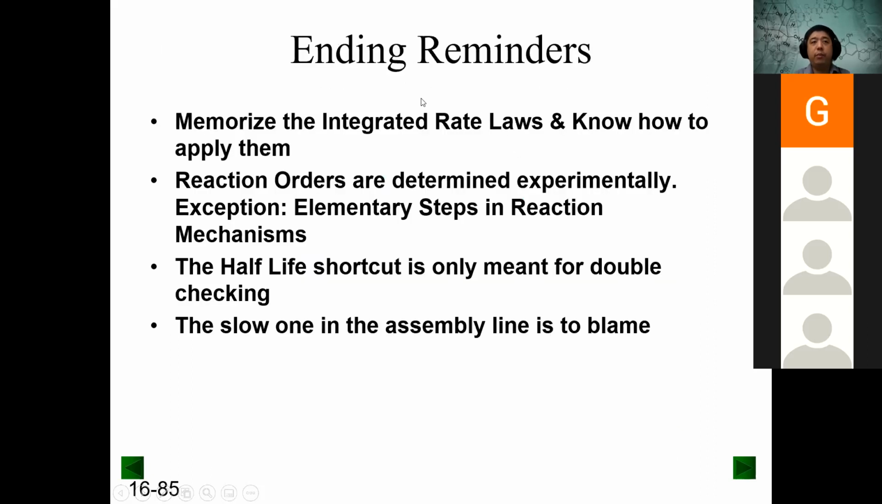Okay, some ending reminders. So I want you to memorize those integrated rate laws and how to apply each one of these to the equation that you see. Reaction orders are determined experimentally. The only exception is when we're talking about elementary steps in reaction mechanisms. The half-life shortcut that I showed you when we just do 100%, 50%, 25% is only good for double checking. Sometimes it doesn't always work. You may have to actually apply it to the equation and or use the first order overall equation. Now, the slow one in the assembly line is to blame. That is essentially our rate determining step. Anyone have any questions up to this point?